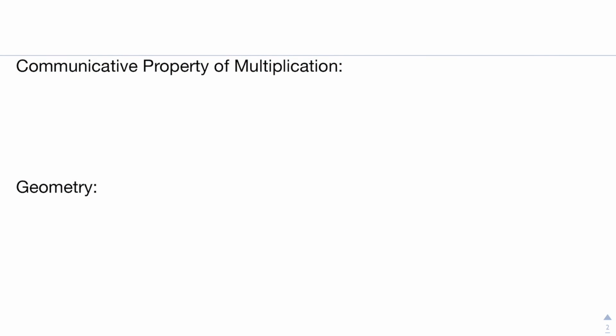Today we're going to be talking about the commutative property of multiplication. And just remember, it's going to be the same as when we were doing the commutative property of addition, and that if we switch the numbers, we're still going to get the same answers.